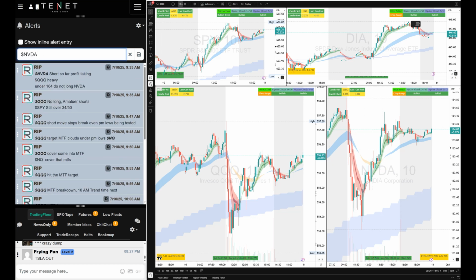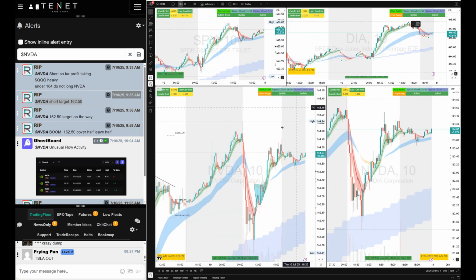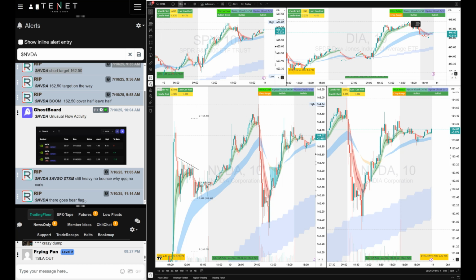Same thing there, Nvidia short. Nvidia short, so far profit taking, short it, do not long it. Short target 162.50. What is the short target? 162.50. This is my target, and we hit that target. I still told the traders do not long it, it's bear flagging. Then it broke the bear flag and hit the 160.140.